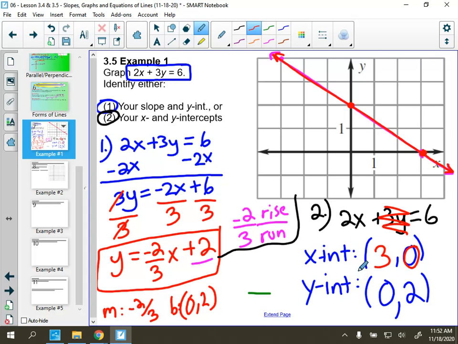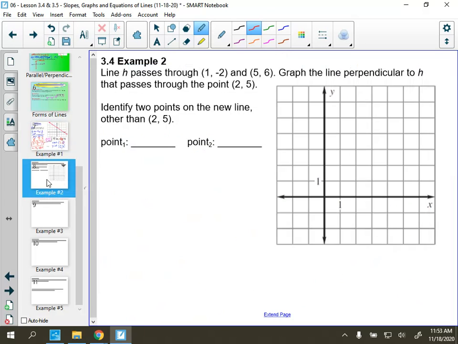Now, if I gave you a line that started like this, y equals negative 2/3 x plus 2, well, no way am I doing the x and y intercepts. I'm starting with that and just saying, hey, y-intercept is 2, down 2 over 3, I'm done. Okay, so I'm giving you some options there as far as how we're going to graph. All right. Where's this all going? How does this help me out here? Here's the parallel perpendicular stuff.